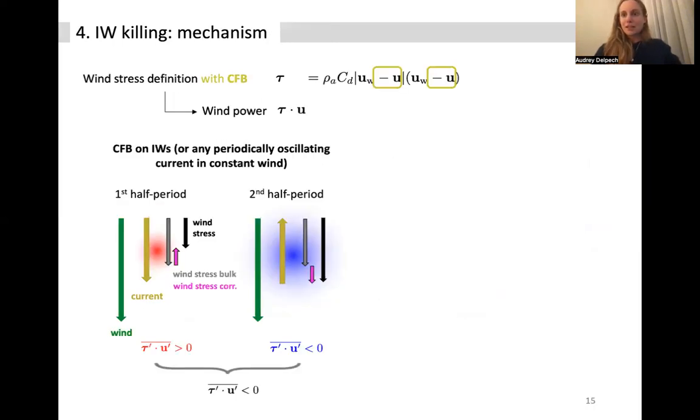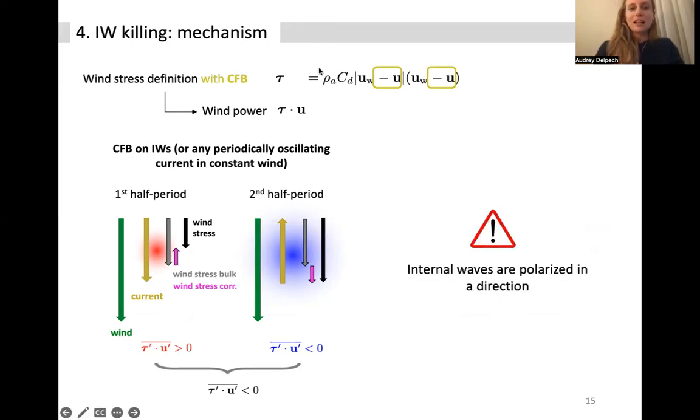The mechanism behind it can be explained by looking at a graph of how the wind stress relates to the currents. The wind stress with the current feedback is defined as follows, and it includes the difference between the wind vector and the ocean current vector. The wind power scales as the wind stress times the local current.